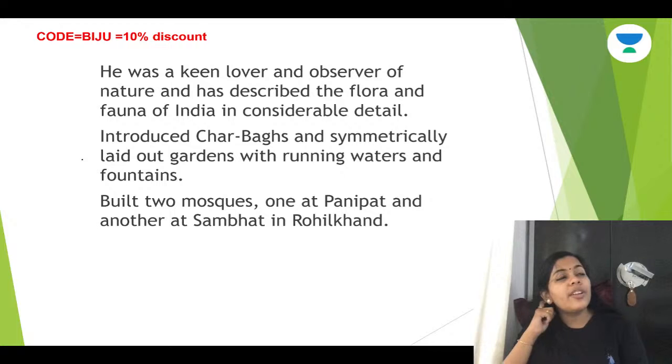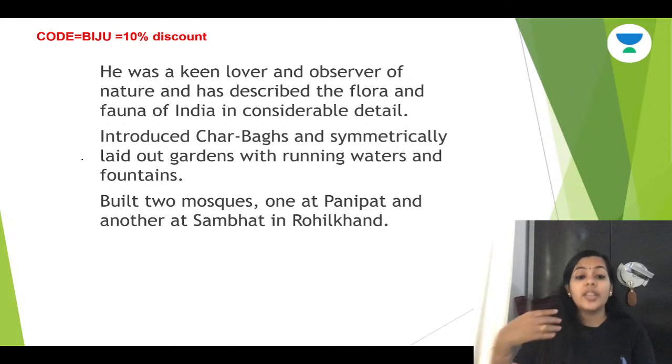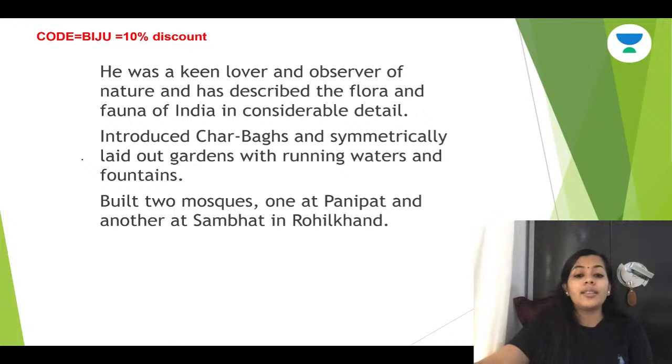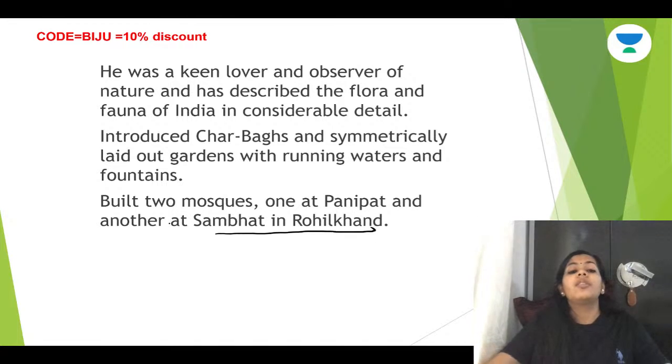Even though he was fighting with everything, he loved nature. He introduced charbaghs, and he laid the foundation for gardens, waters and fountains. He also built two mosques, one at Panipat and another at Sambhal in Rohilkhand. So this is the condition of Babur.